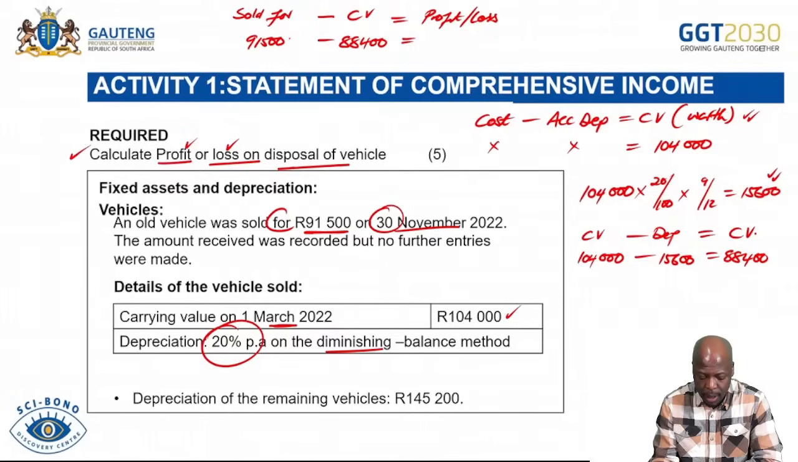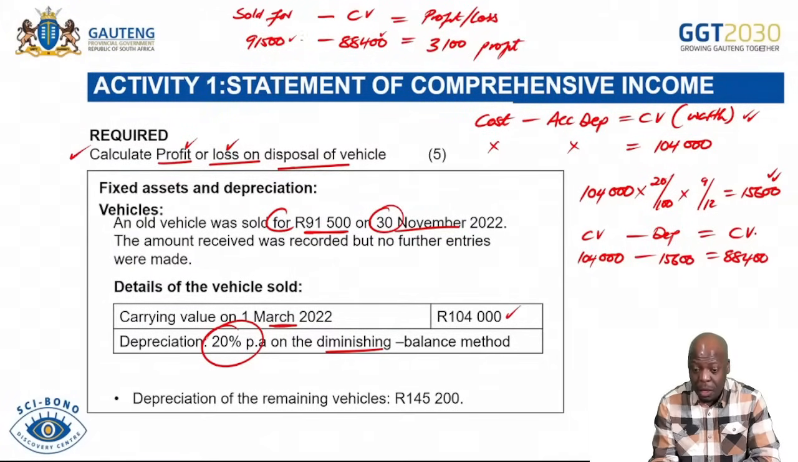So you're simply saying 91.5 minus 88.4. And on your calculator, you see that it's giving you a positive figure. And the positive figure is 3,100. That means here you have made a profit. If it's positive with this method, sold for 91.5, yet the carrying value is 88, to give you either a profit or a loss, a positive figure is a profit. A negative figure is a loss.